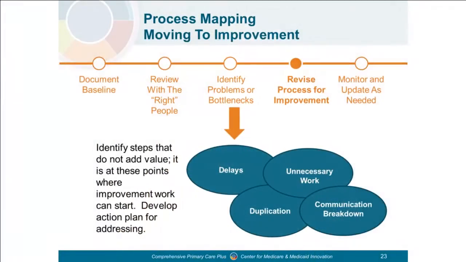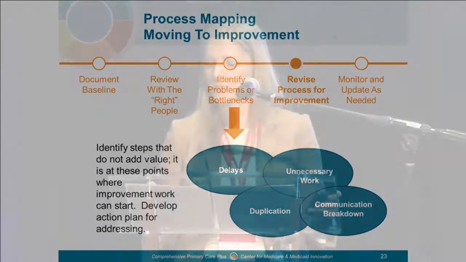And after that process is established, you've established that baseline, you've reviewed it with the right people, you want to identify any problems or bottlenecks. Start focusing on the delays, unnecessary work, duplication, communication breakdown, asking questions like, are these steps necessary? Which steps can be improved upon to be more efficient? Why are we doing this? What can we do different to improve efficiency? Who can or should be doing this part of the process? And would protocols or standing orders help?